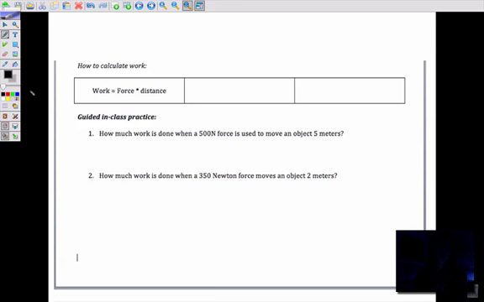In order to calculate work, we're only going to use this formula. Work is symbolized by a W. So W is the symbol for work. Force is an F, and we're going to multiply it by distance, which is D. Now, the unit for force is the Newton, while the unit for distance is the meter. And a Newton meter, we learned at the beginning of the unit, is equal to a joule. So joule is the unit for work.